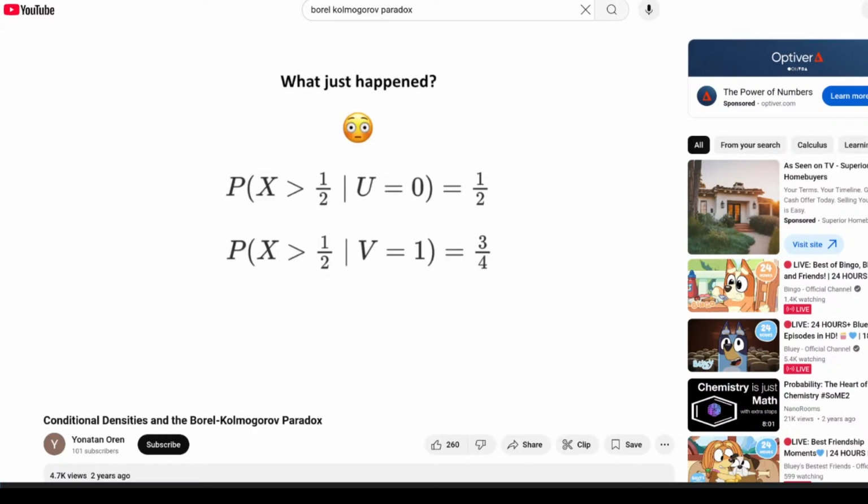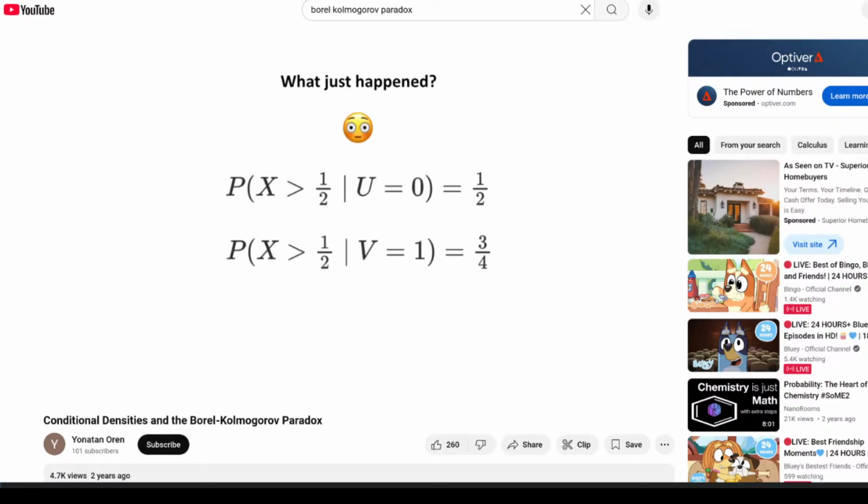Wait, the conditional probability. What just happened? We computed the same quantity, namely the conditional probability that x is larger than 1/2, given that the point x comma y lies in the diagonal, in two different ways, and got two completely different answers. The only difference between the two approaches was in how we described the diagonal event.